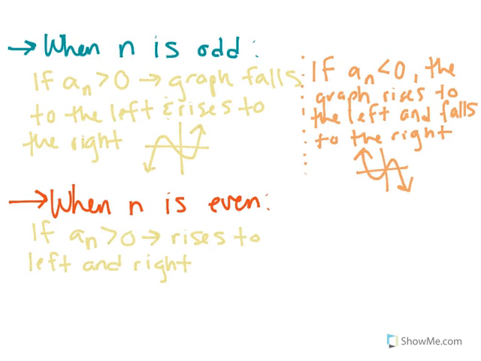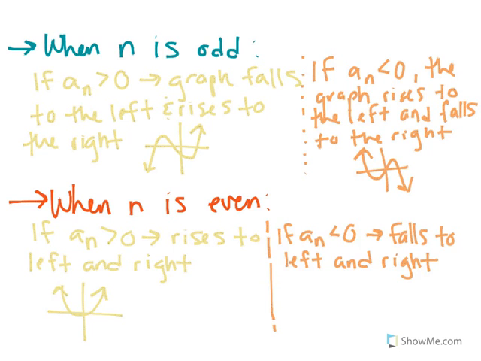If our function is even, such as x squared, x to the fourth, x to the sixth, we have the graph rising to the left and right as long as it's positive. So this is just like our normal x squared parent function, something like that. And if you have a polynomial that's even and the leading coefficient is negative, then you have your function falling to the left and to the right. So basically it's reflected across the x-axis and it's going downward. So smiley face, frowny face.